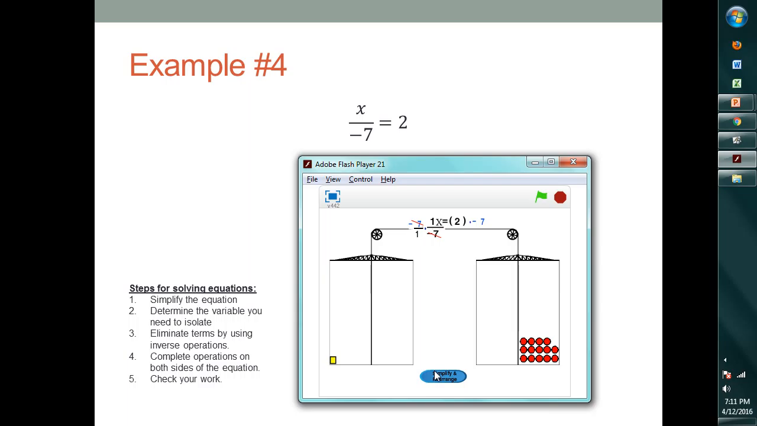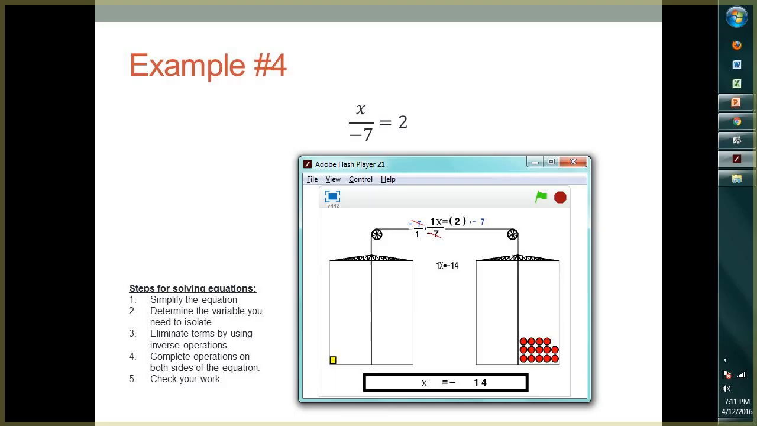Complete my step. I see that I canceled out my denominator underneath my x. Simplify and rearrange. And I see that x is equal to negative 14. One final step here is I'm going to check it. Negative 14 divided by negative 7 gives me a positive 2. A negative divided by a negative is a positive. 14 divided by 7 is 2. 2 equals 2, so my answer checks out.